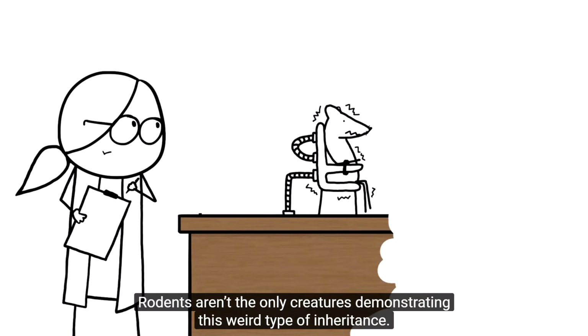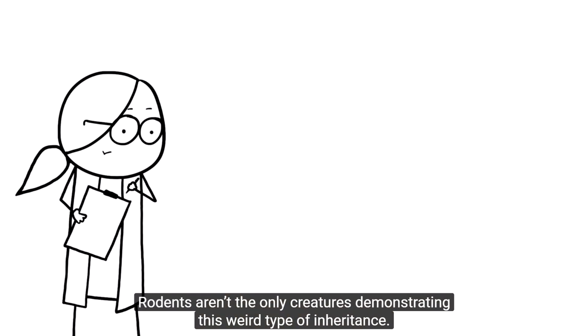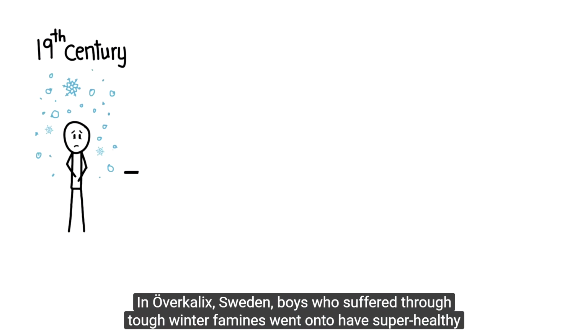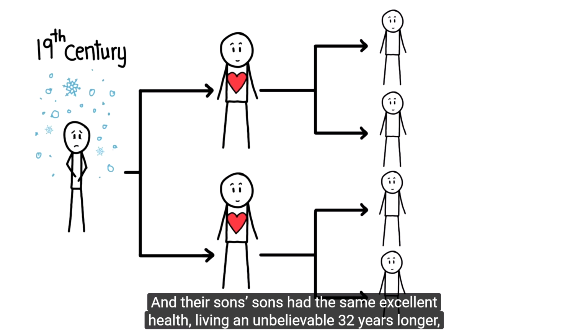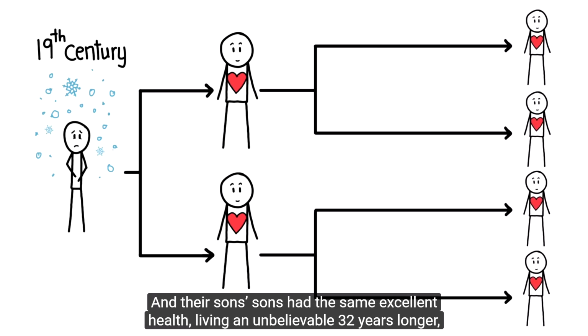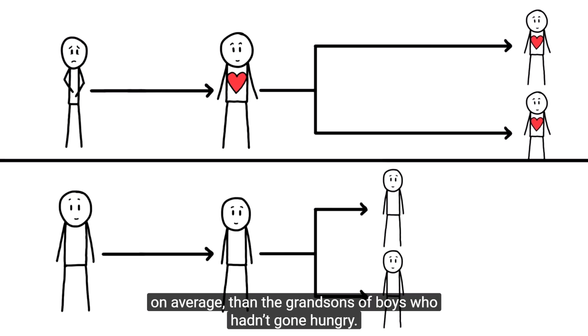Rodents aren't the only creatures demonstrating this weird type of inheritance. In Överkalix, Sweden, boys who suffered through tough winter famines went on to have super healthy sons, with extremely low rates of heart disease and diabetes. And their sons had the same excellent health, living an unbelievable 32 years longer on average than the grandsons of boys who hadn't gone hungry.